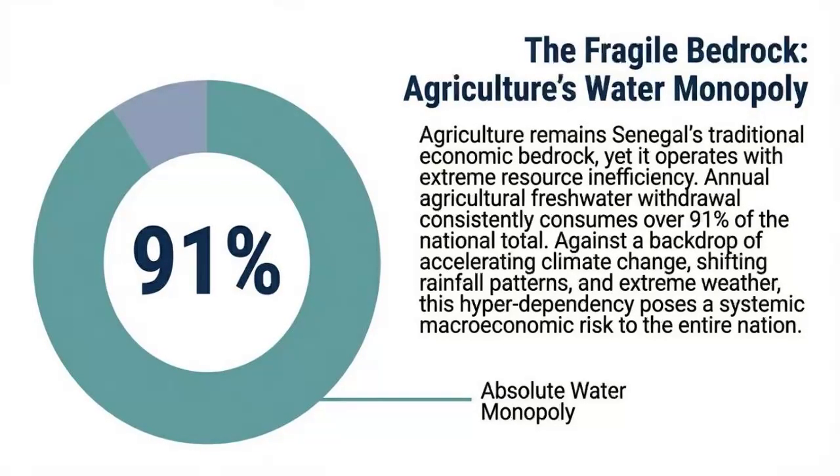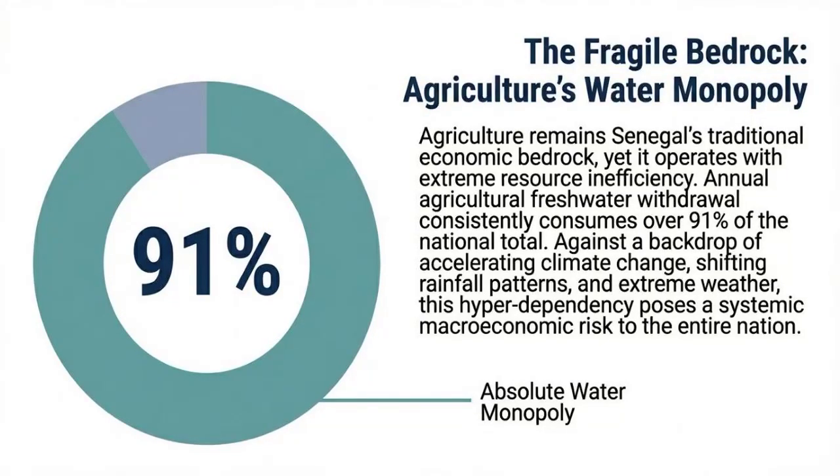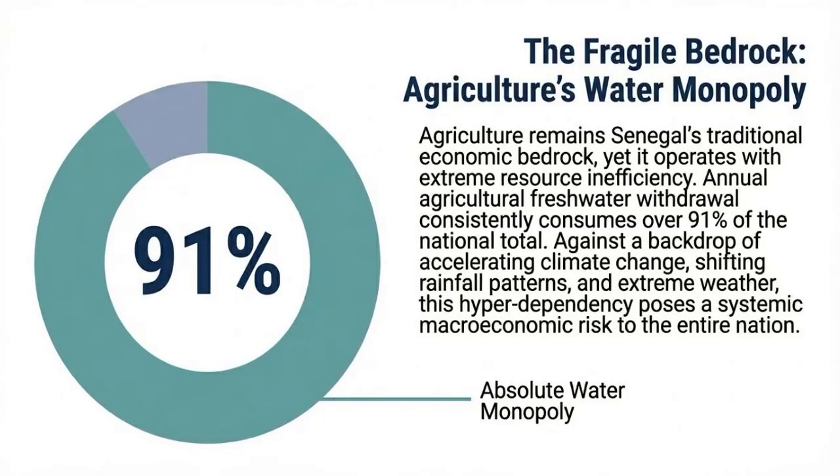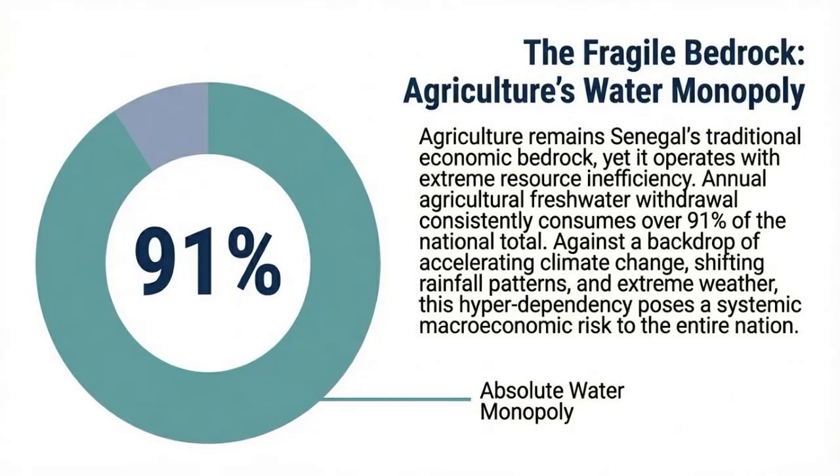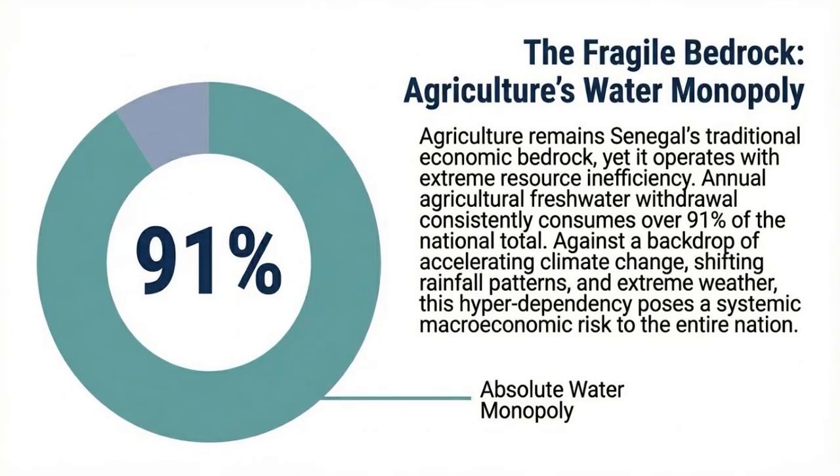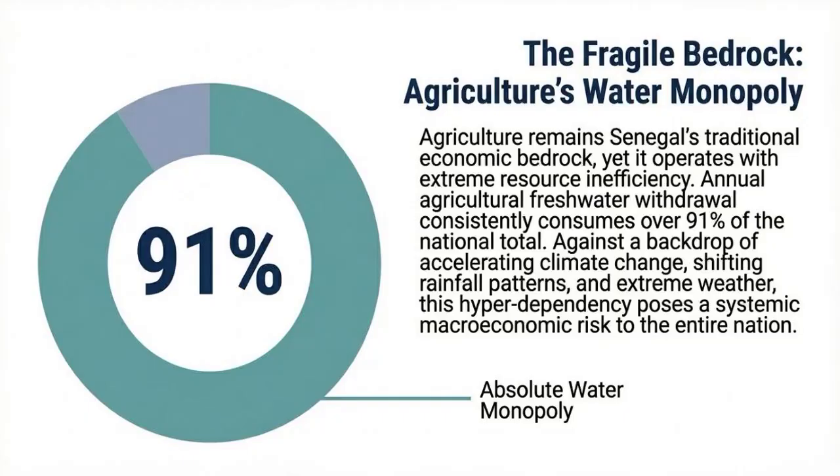Because Senegal is located in the Sahel region, an area incredibly vulnerable to escalating climate volatility. We're talking about erratic rainfall patterns, prolonged multi-year droughts. And creeping desertification from the Sahara. When your primary employer and traditional economic pillar requires 91% of your fresh water just to maintain baseline low-yield production, you have absolutely zero buffer. If a severe drought hits, the agricultural sector doesn't just lose money, it threatens the national food supply. And it risks completely depleting the aquifers that the urban centers rely on for drinking water.